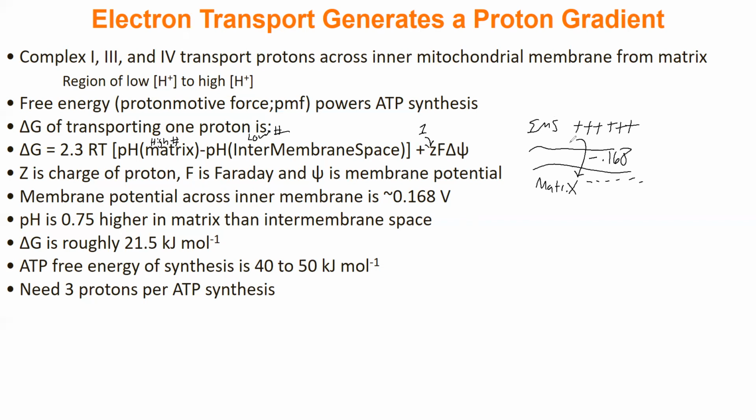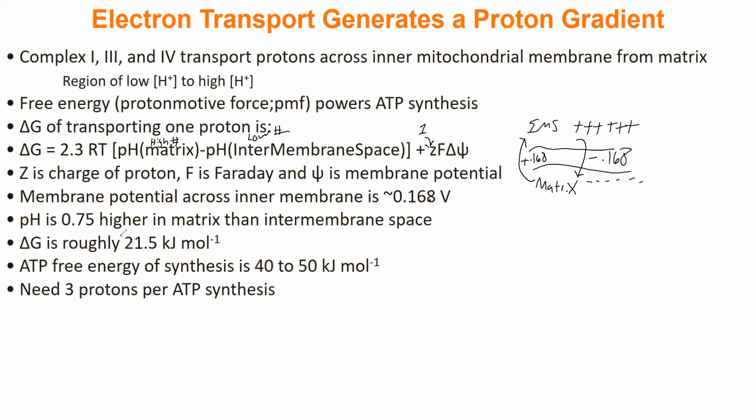If you're moving from positive to negative, you just represent the membrane potential as a negative number. If, on the other hand, you're going from the matrix to the intermembrane space, that is positive 0.168. So that's how you keep it straight in your mind. Am I going from positive to negative? Then my membrane potential change is a negative number. Am I going from negative to positive? Then it's a positive membrane potential change.